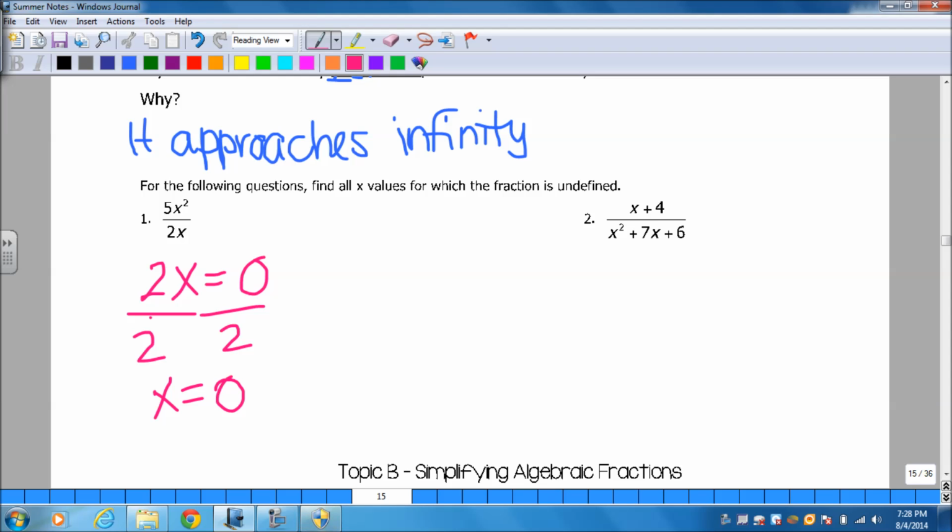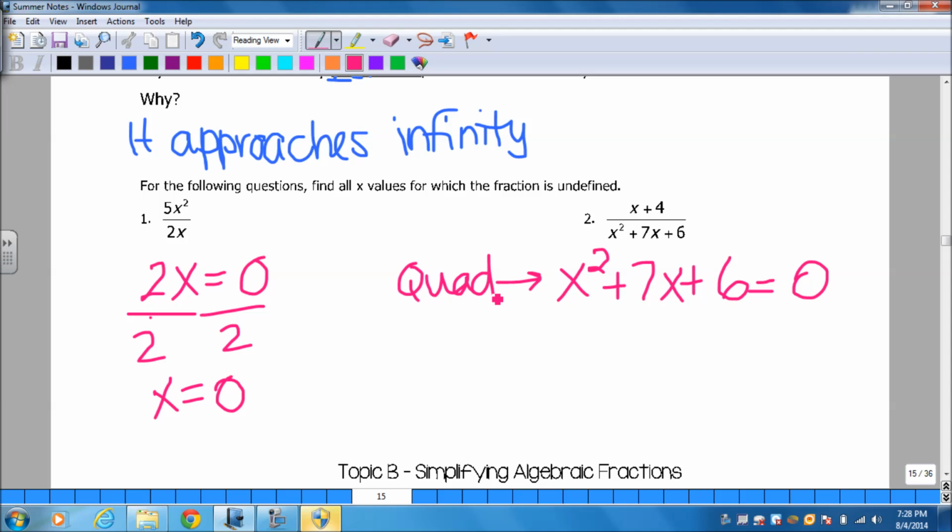Okay? And number 2, I'm going to set the whole denominator equal to 0 again. So x squared plus 7x plus 6 equals 0. Now remember, this is a quadratic equation. So to solve a quadratic equation, you need to factor it. Nice thing is the leading coefficient is 1, so this will be x, this will be x.